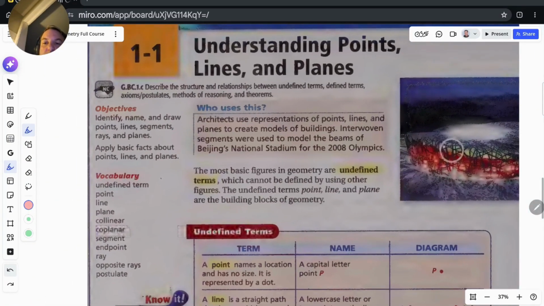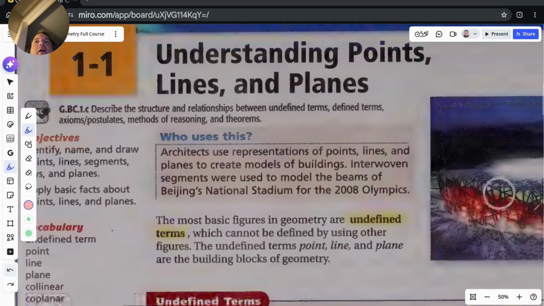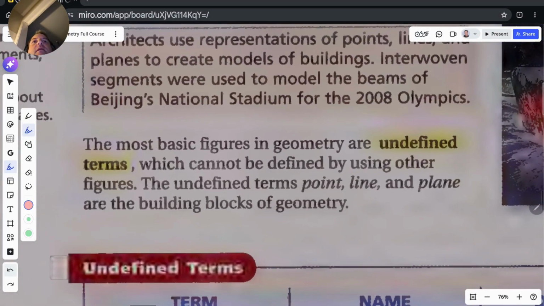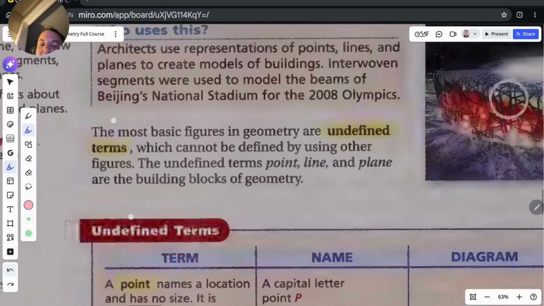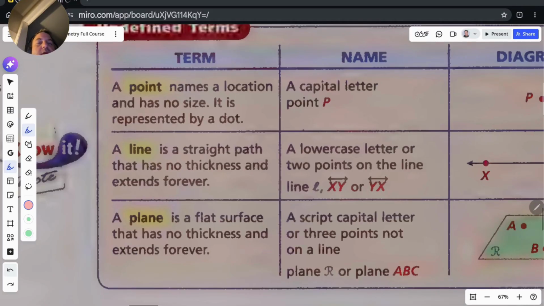Let me zoom out a little bit. We'll go back over to our main page here. In math, some words are so basic that we can't really define them with simpler words, so we call those undefined terms. And in geometry, the three undefined terms are point, line, and plane. So in other words, we don't define them, we just describe them, and we use them as building blocks for everything else in geometry. So we can describe them and draw them.